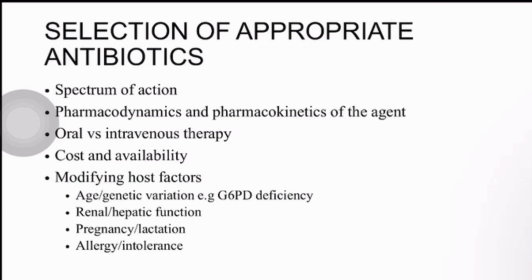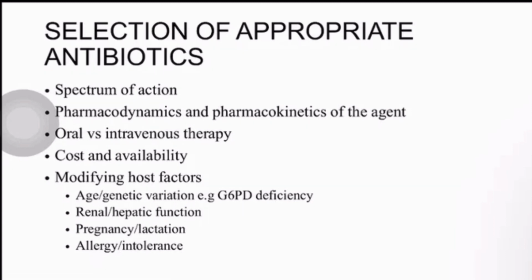So for selection of appropriate antibiotics, we would want to first of all know the spectrum of action of the antibiotics we are using, and the pharmacodynamics and pharmacokinetics of the agent. This will help us to know which patients will be needing which antibiotics. Then oral versus intravenous therapy. Like I said earlier, for prophylactic use, intravenous therapy is ideal. Then the cost and availability, especially in areas like ours where cost is always an issue.